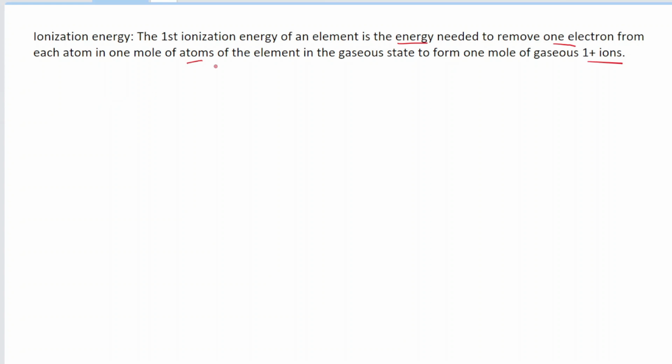Just to recap, the equation for this was, let's say you have sodium and you want to remove an electron from it. Now remember, this one has to be in gas. You want to remove an electron from this, so it's going to become Na plus in gas, plus 1 electron, which is also in gas. So that's the basic recap of ionization energy.